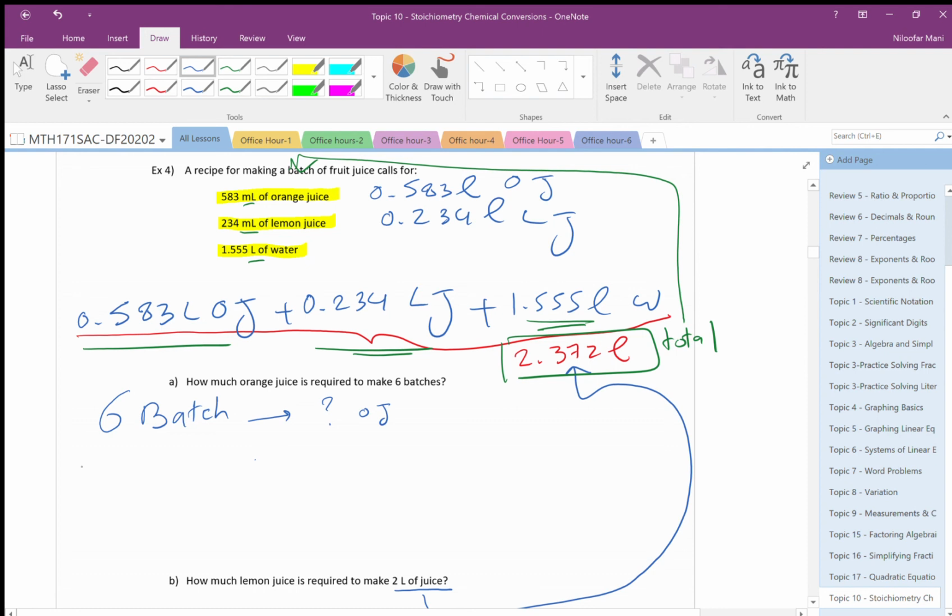So I say 6 batch multiple 1 batch. How much do I need in 1 batch of orange juice? 0.583 liter. Okay, I'm done, because I want to just go to orange juice. So I write orange juice here, and then it says how much. How much didn't say any unit, so I can use liter. Perfect, doesn't matter. So now I can cancel this and that, and I have this, and I have this. Then I can find the answer.